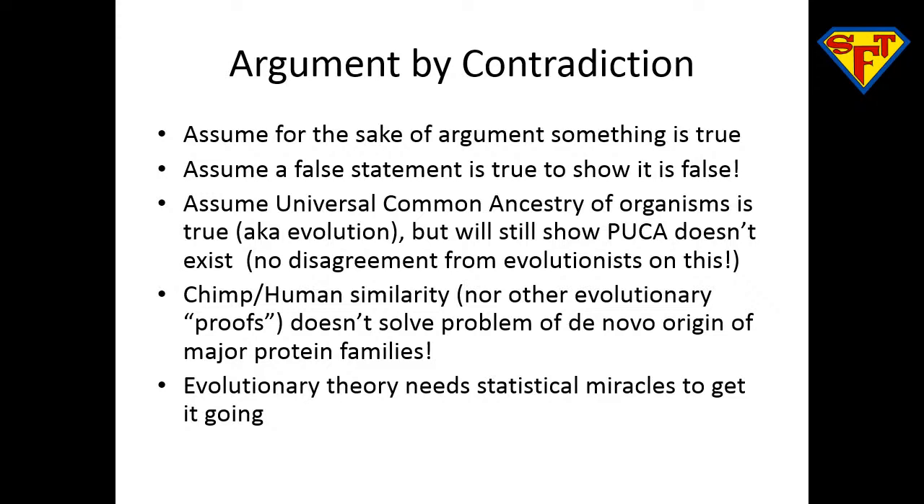Also, if we assume universal common ancestry, this whole thing about human similarity doesn't solve the problem of de novo origin of major protein families. So sometimes when I argue with evolutionists and they're talking about pseudogenes and the ape-human similarity, I'll just say, this stuff really doesn't solve some of your other major problems. You better be thinking about solving the major problems before you start straining at these little gnats, because you're letting elephants and camels through. And this whole problem of the universal common ancestor of proteins is a big deal. And I will try to argue tonight that evolutionary theory needs statistical miracles to get it going.